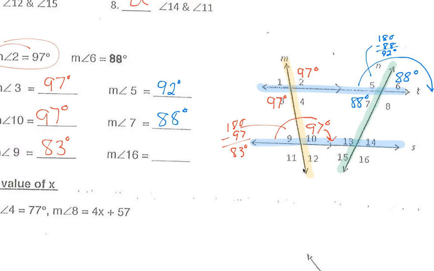And then for angle 16, there's several ways that you can go about finding 16. But the fastest way is to say that 16 is alternate exterior angles with angle 5. So they should be the same exact thing. So that's going to be 92.